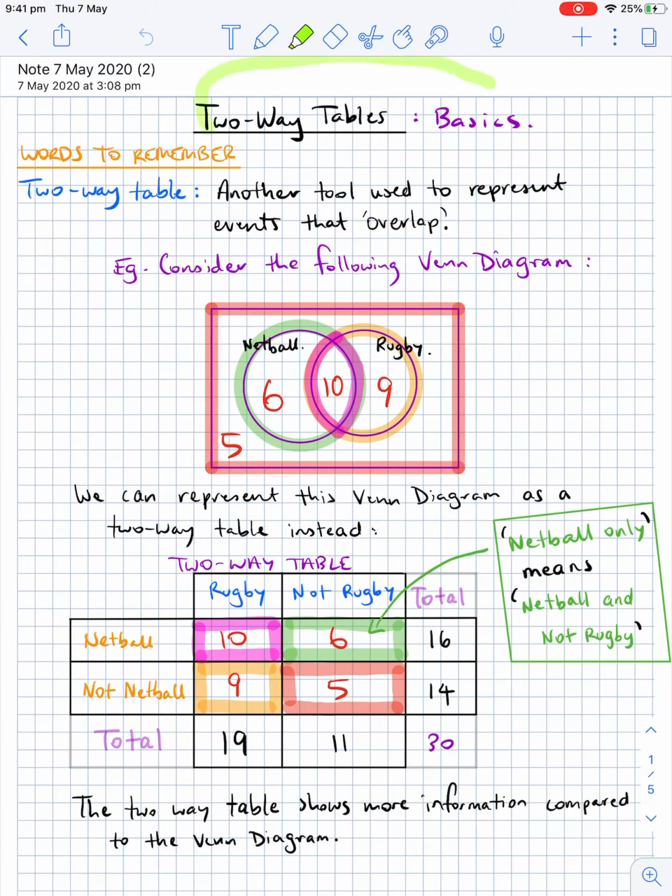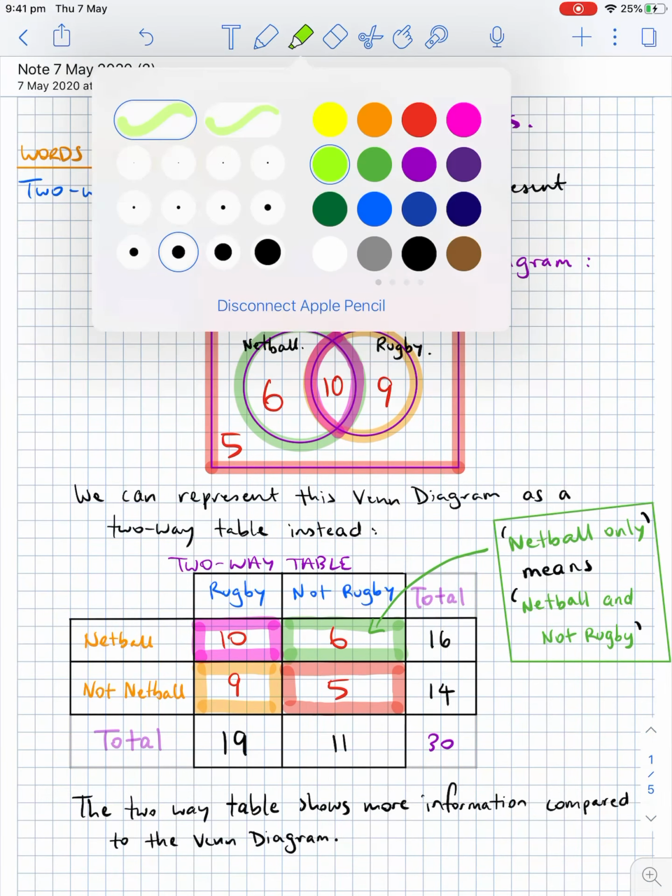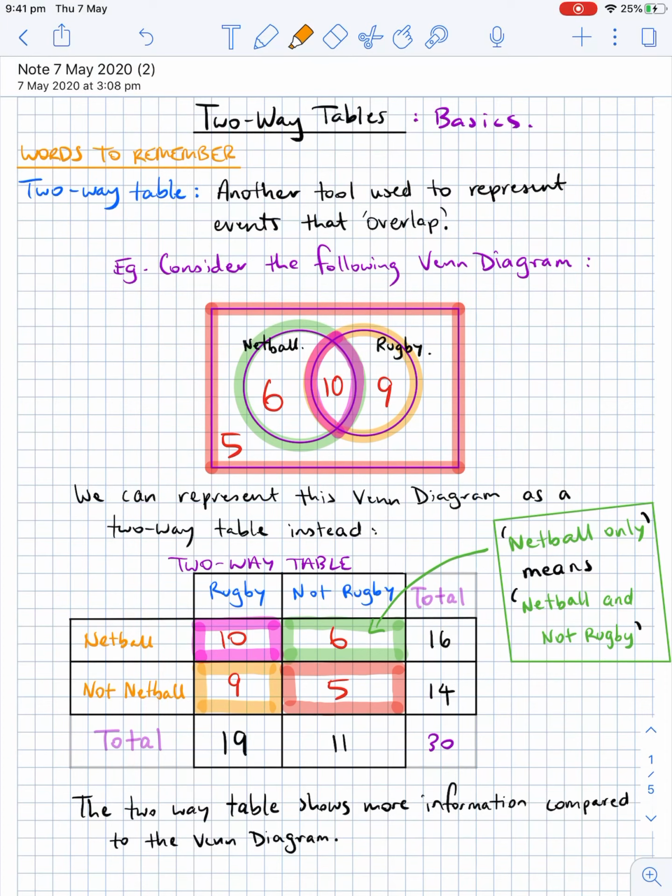So for today's lesson, we're going to be dealing with two-way tables and just going over some of the basic stuff with these. What do I mean by a two-way table? It's another tool that's used to represent events that overlap. Very similar to Venn diagrams, which also consider events which overlap, as you can see here.